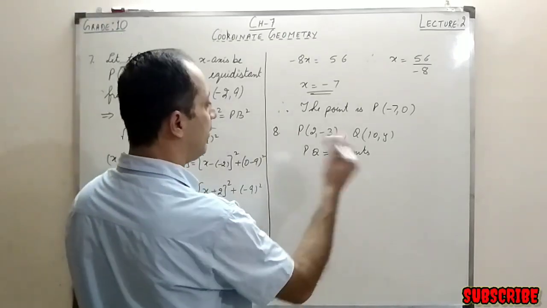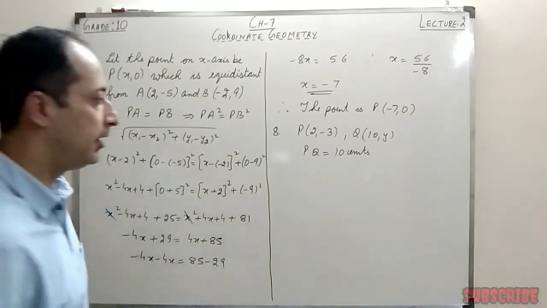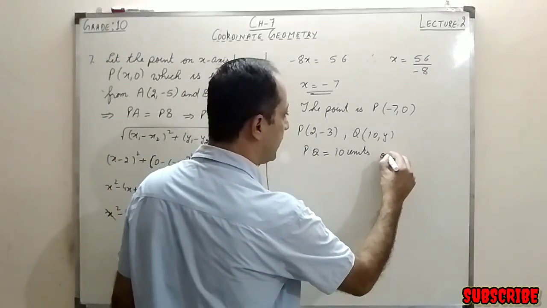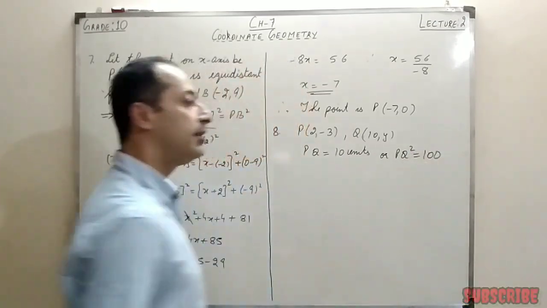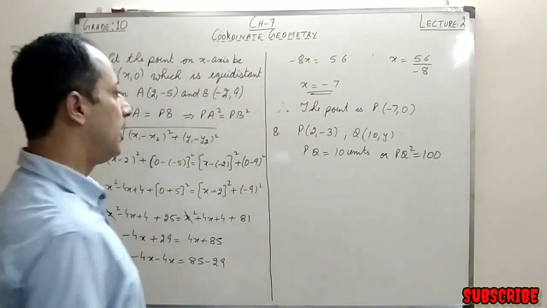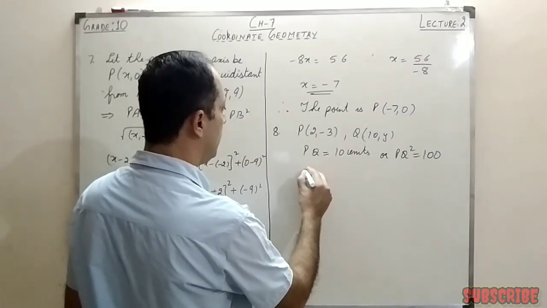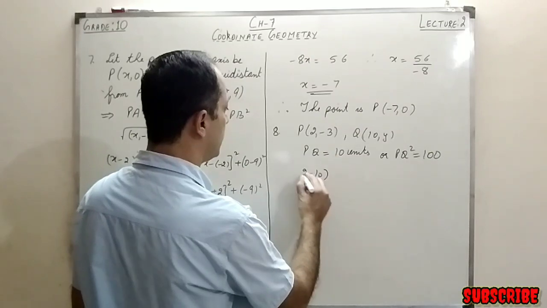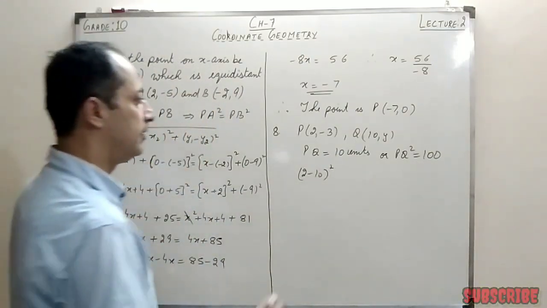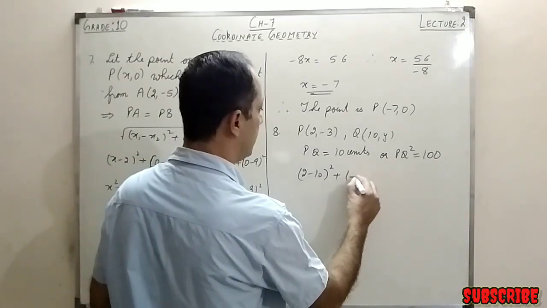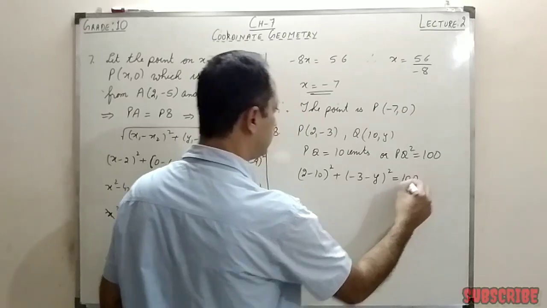It means if I apply this relation, that should be equal to 10. Or I can say PQ square is equal to 100. Why have I done this? To remove the square root. Now, if I apply the relation, I get (2 minus 10) whole square, that is (x1 minus x2) whole square, plus (y1 minus y2), so this is (minus 3 minus y) whole square equals 100.